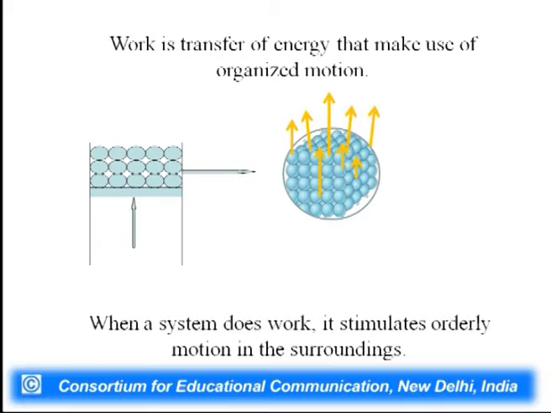What is work? Work is the transfer of energy that makes use of organized motion. So, you can see this as a system. When the system does work, there will be organized motion in the molecules of the surroundings. So, when the system does work, it stimulates orderly motion in the surroundings. Any energy which induces orderly motion in the surroundings is called work.